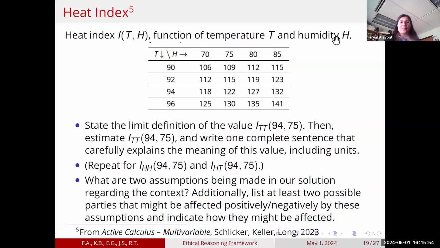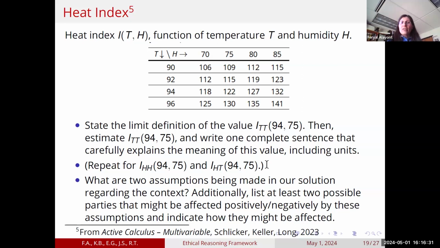So this is my problem. The book uses this specific table, I think two or three times throughout the sections on partial derivatives, it's second order partial derivatives. So there's the heat index function, there's some values, and they use the limit definition using the table values to estimate the second order partial derivative at a point and explain what it means. And they do the same thing with the temperature second order derivative, humidity second order derivative, and the mixed partial derivative.